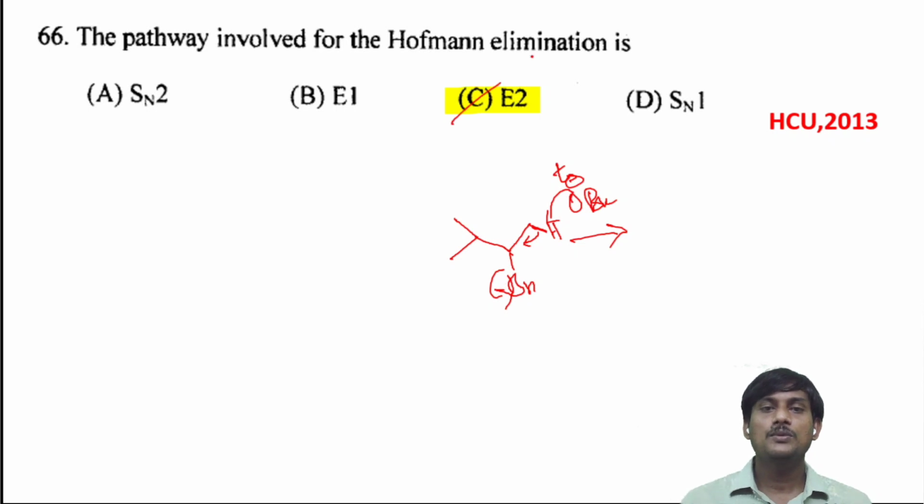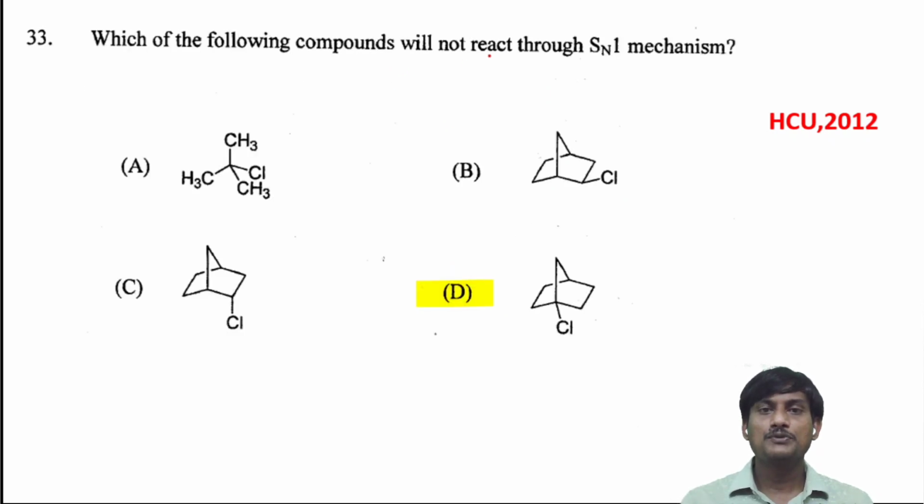It follows E2 mechanism. Which of the following compounds will not react through SN1 mechanism? In SN1 mechanism, there should be formation of a stable carbocation. This one generates a stable carbocation, tertiary carbocation. This one also generates carbocation, secondary carbocation, and this one also generates secondary carbocation.